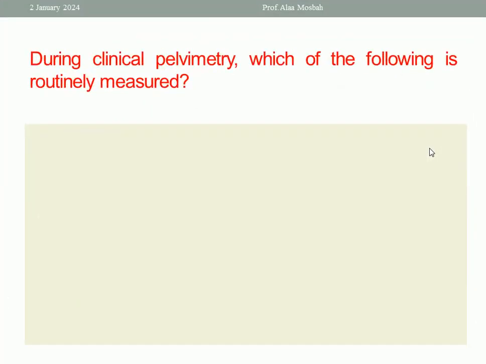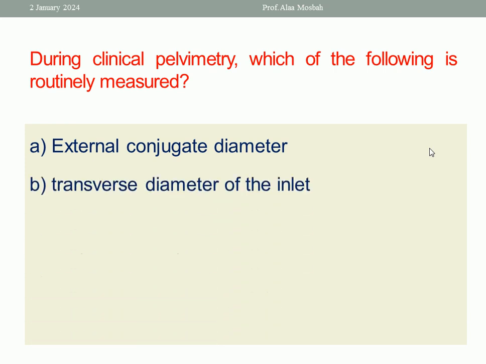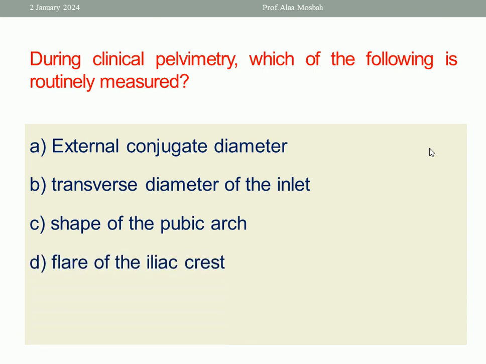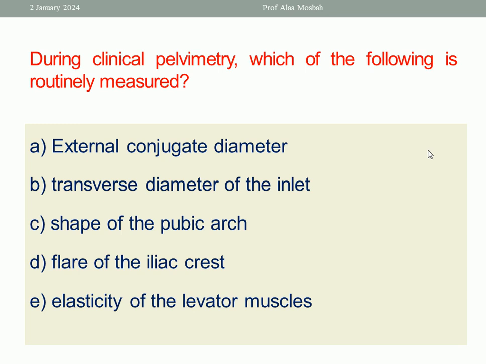During clinical pelvimetry, which of the following is routinely measured? A. External conjugate diameter. B. Transverse diameter of the inlet. C. Shape of the pubic arch. D. Flare of the iliac crest. E. Elasticity of the levator muscles. Please choose the one best response.